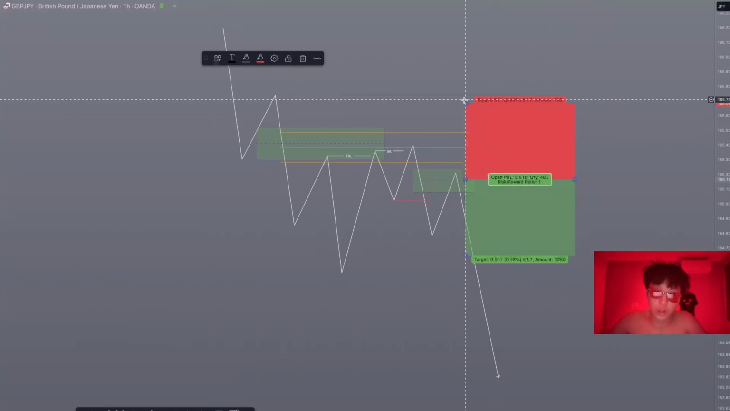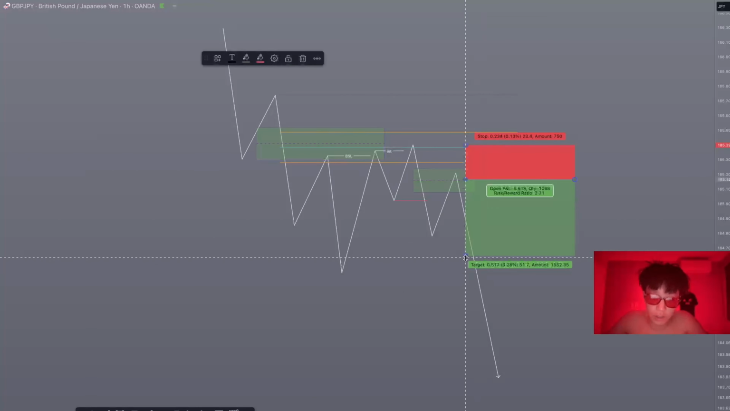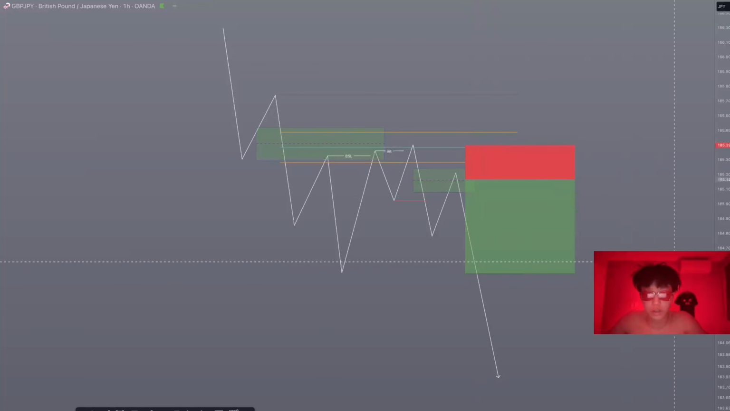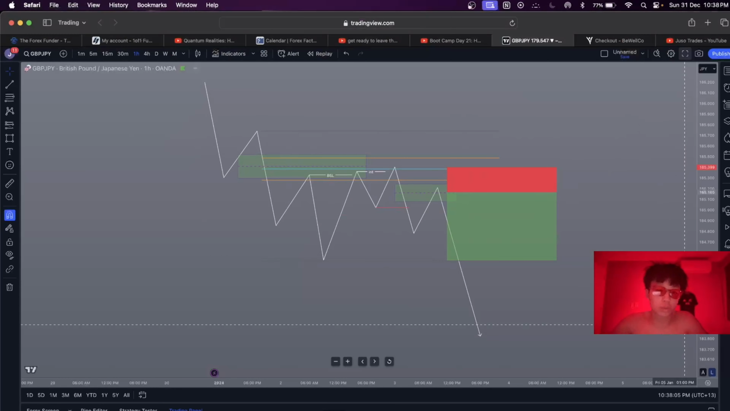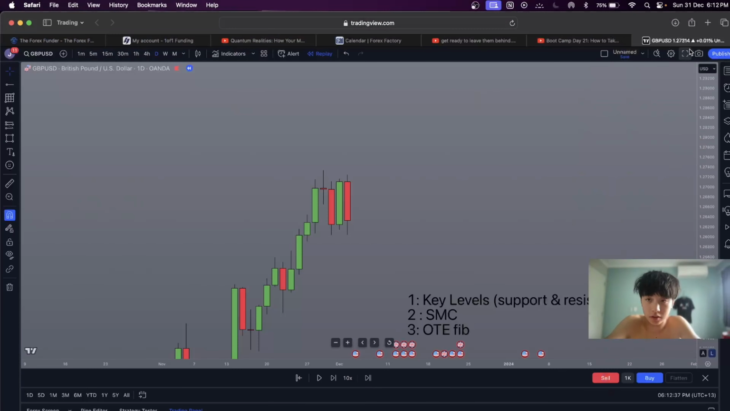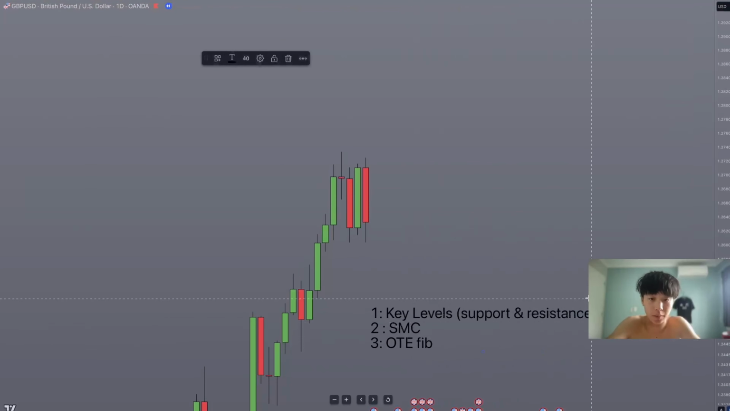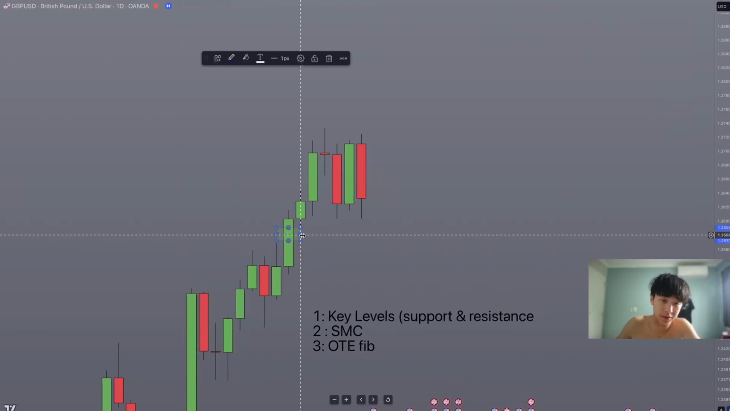Sell right here, stop loss at this high, target at this low. And yo, that's what we're looking for in our bearish model. Alright, so this is the first example. On the daily, we have a big daily fair value gap.